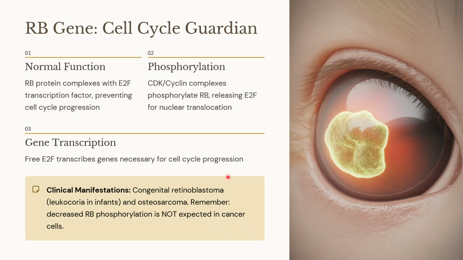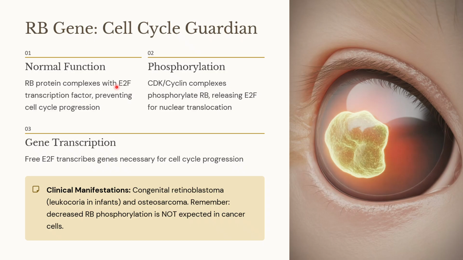So what we need to know is that when the RB gene product is complexed with E2F, the cell cycle progression doesn't happen. But when RB is phosphorylated, the E2F becomes free and the cell cycle progresses. So phosphorylation is bad. Phosphorylation will cause retinoblastoma. This is the key point we need to remember here.